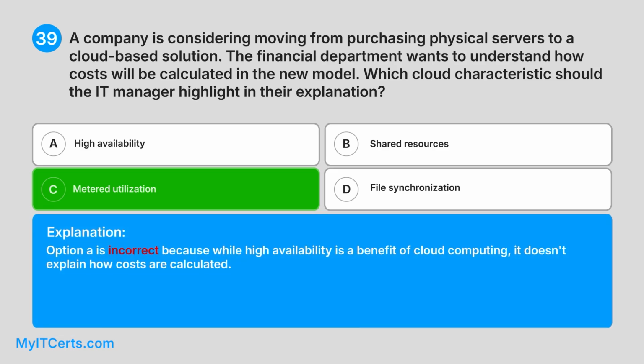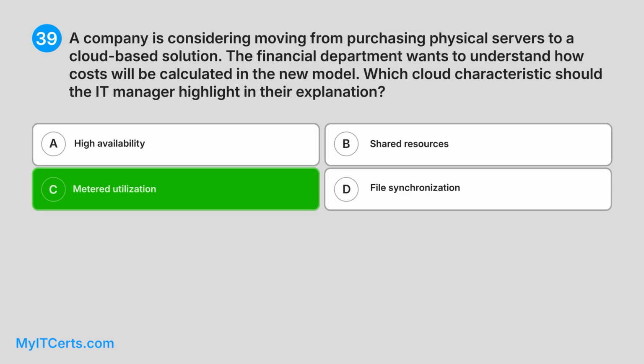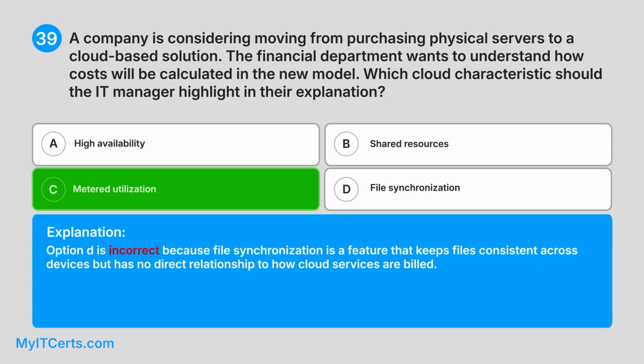Option A, high availability, is incorrect because while high availability is a benefit of cloud computing, it doesn't explain how costs are calculated. Option B, shared resources, is incorrect because shared resources explains how cloud providers achieve economies of scale, but doesn't directly address how the company's specific costs will be calculated. Option D, file synchronization, is incorrect because file synchronization is a feature that keeps files consistent across devices, but has no direct relationship to how cloud services are billed.